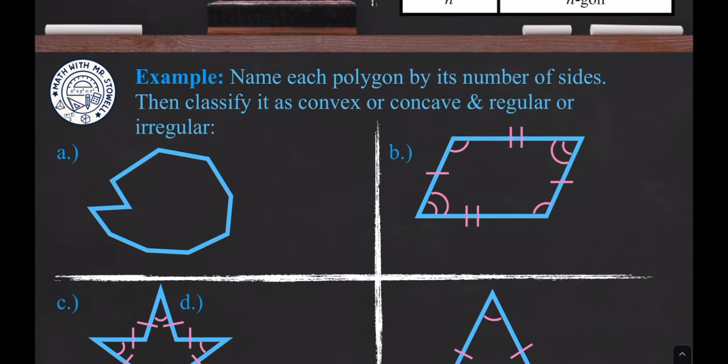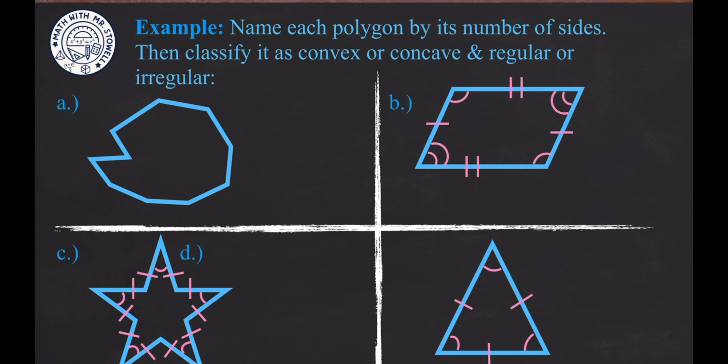So let's actually get through some naming. Name each polygon by its number of sides, then classify it as convex or concave, and also classify it as a regular or irregular shape. So this one right here, let's go ahead and start off naming how many sides we have. We have 1, 2, 3, 4, 5, 6, 7, 8, 9, 10. We have 10 sides. 10 sides means that this is a decagon. Deca meaning 10. So decagon. So that's naming the number of sides.